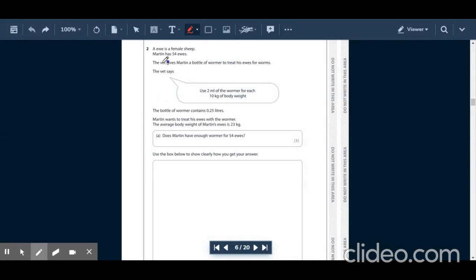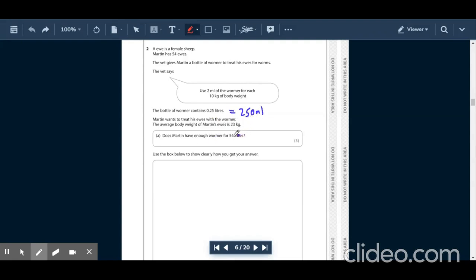So the next question is about sheep, and he's got 54 ewes, so 54 sheep. And he's using 2 milliliters of wormer for each 10 kilograms of body weight. And it's got 1 bottle, and that contains 0.25 liters. The first thing I do is just convert that into milliliters, so working in what's given us, which is milliliters. So we multiply that by 1,000. That's 250 milliliters.